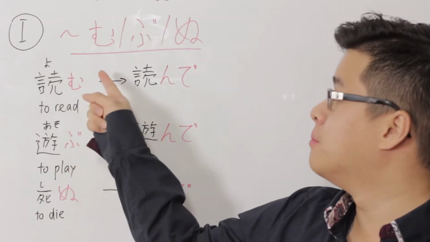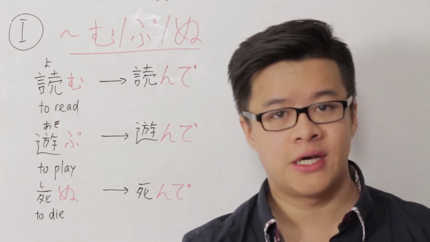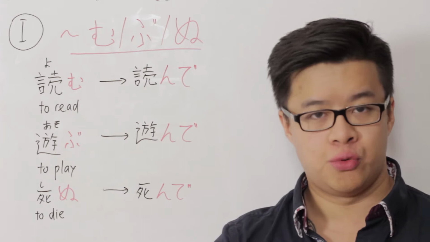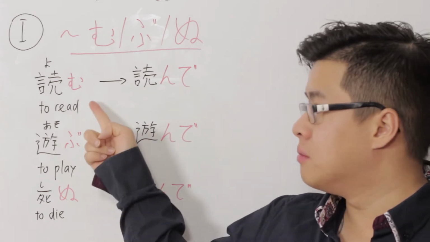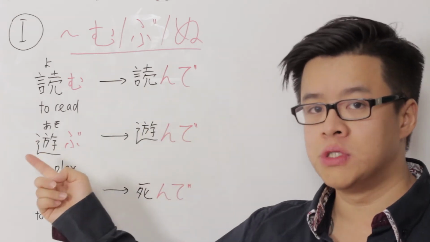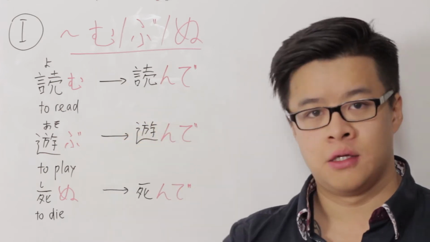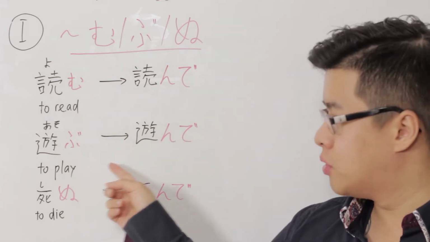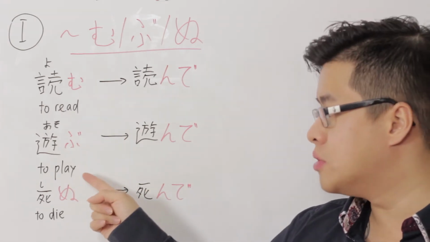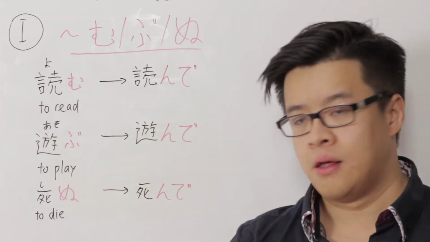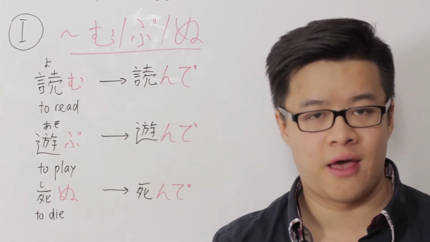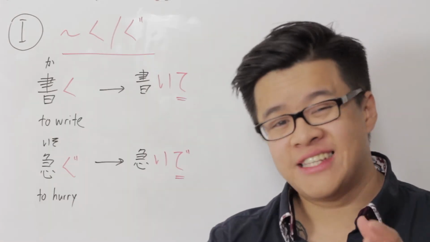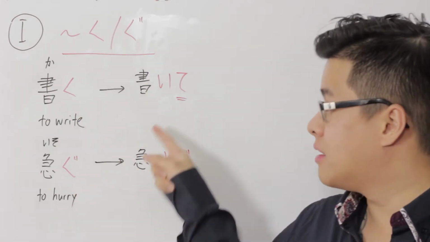Verbs that end in mu, bu, or nu get the ending nde. For example, yomu, to read. Drop the mu, add nde, so yomu becomes yonde. Or asobu, to play, drop bu, add nde. Asobu becomes asonde. Last example, shinu, to die. Shinu becomes shinde.